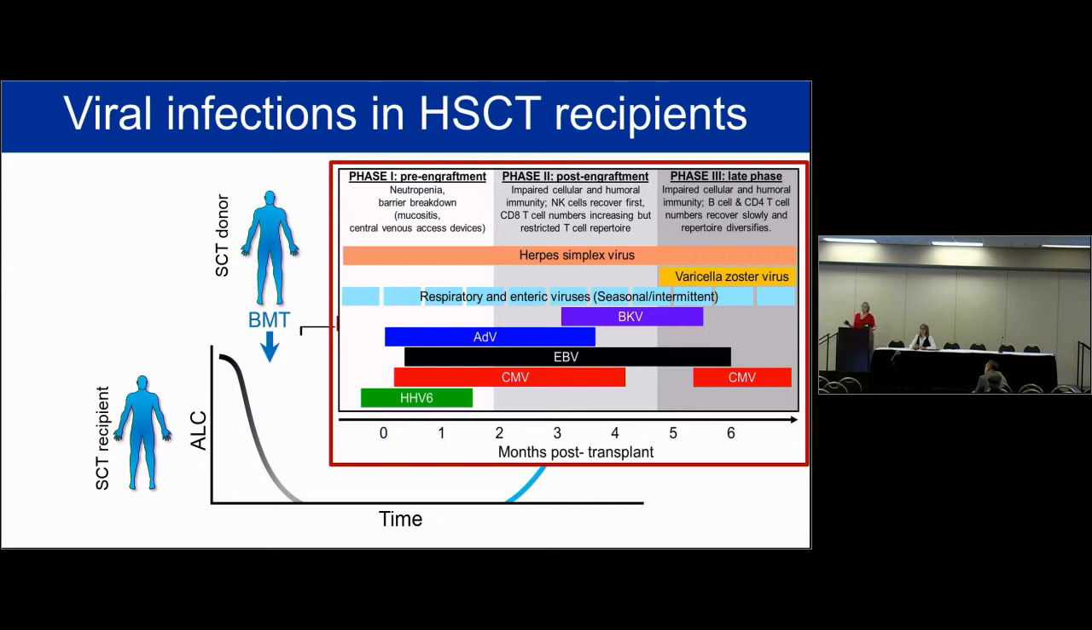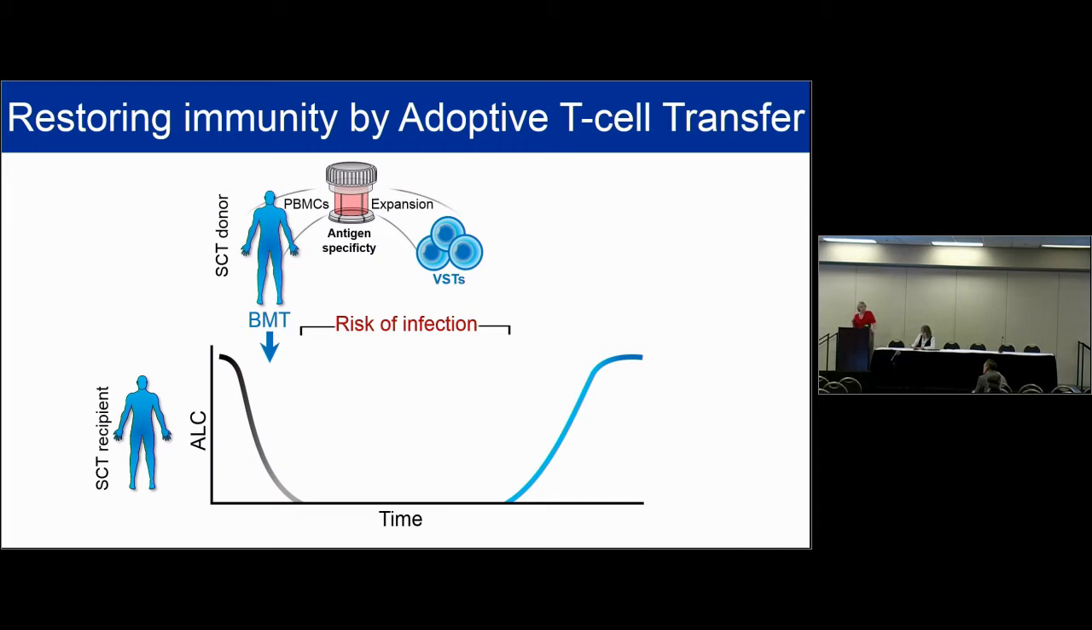And these infections can be associated with latent viruses, with a range of lytic viruses. And so our focus has been on targeting Epstein-Barr virus, cytomegalovirus, HHV6, BK virus, and adenovirus. So the approach that we have taken to try to prevent or treat these infections in this period of immune compromise is to try to generate virus-specific T cells from the stem cell donor.